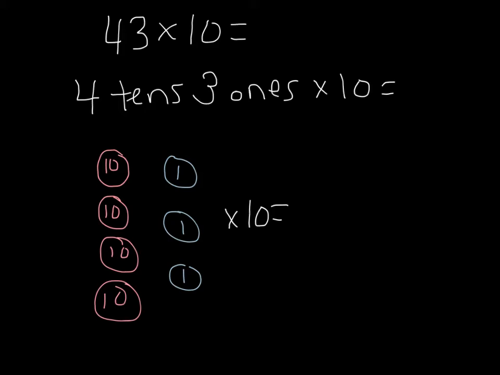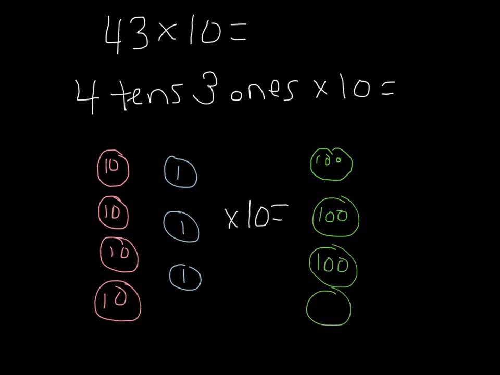And so let's start with the pink tens. If I have a 10, and then I multiply the 10 by 10, well, what is 10 times 10? You should recognize that 10 times 10 is 100. And so I'm going to take my first 10 and make it 100. Then my next 10 will be 100, my next 10 will be 100, and finally my last 10 will also be 100. And so 4 tens, or 40 times 10, is 400.